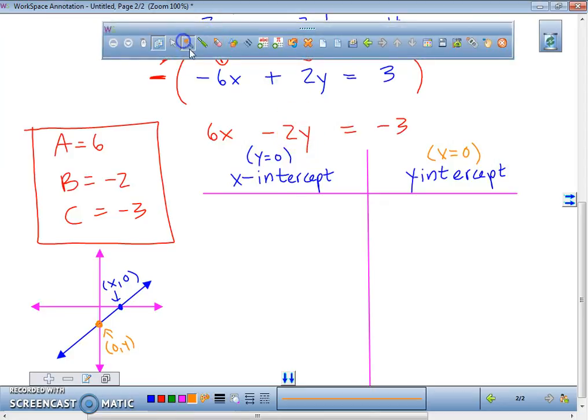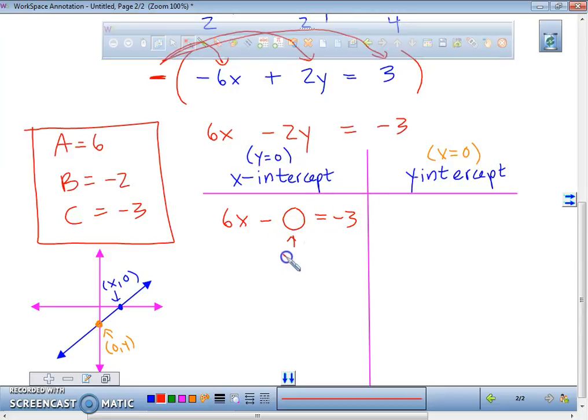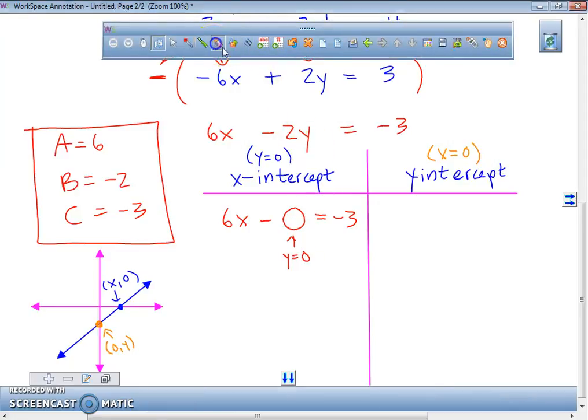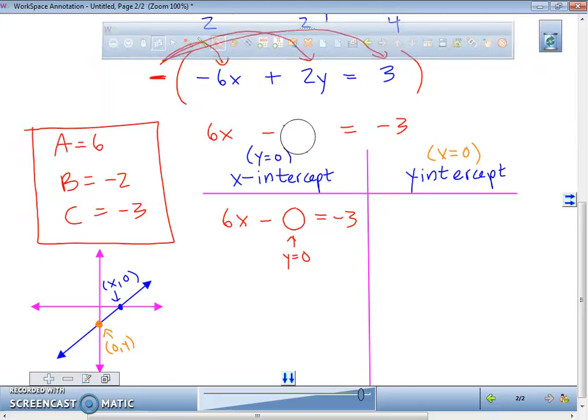That's right. So watch. You're going to write 6x minus 0 equals -3. Because essentially, what did we do here? We made our y value equal to a 0. So what I did here, I just covered up the y. Because I made it equal to what? 0. So that's what I want you guys to do for your x-intercept. Make your y equal to a 0. Now, we're going to go over here, and we're going to set up the equation for the y-intercept. Watch what I do. Ready?